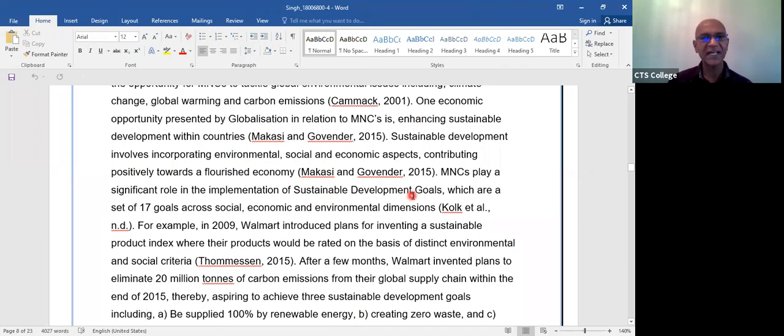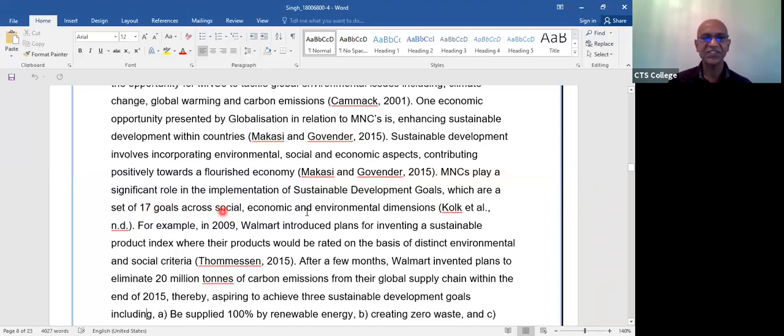So we know, for example, BP has an environmental policy. Not only does that enhance the reputation of BP, but it contributes to the environmental and social and socioeconomic goals of countries, also to their SDG accomplishment. The student says that MNCs play a significant role in SDGs. She's arguing that there are 17 SDGs, and that is correct.